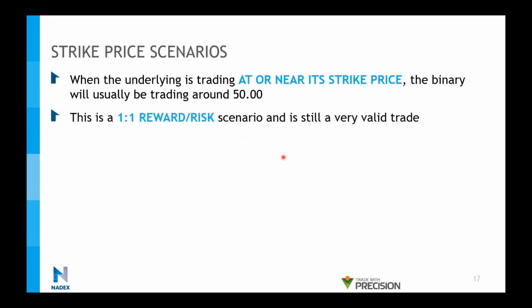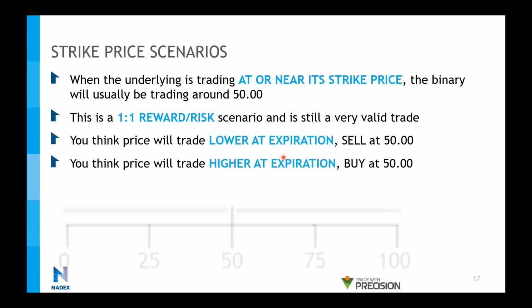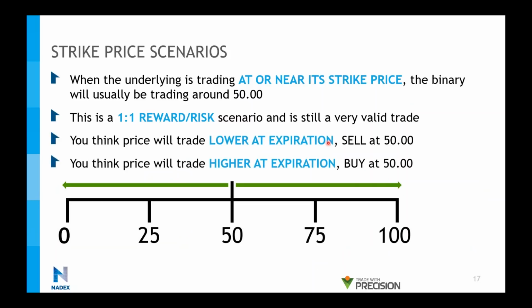Now, let's have a look at different strike prices and scenarios. When the underlying is trading at or near its strike price, the binary will usually be trading around 50. Guys, I feel this is one of the most beneficial and crucial things to keep in mind, especially when it comes to managing that position.